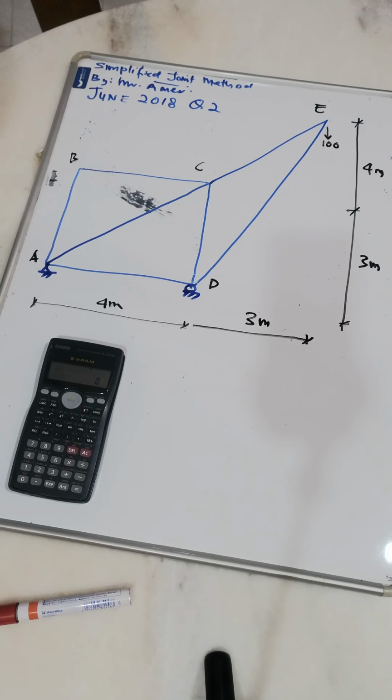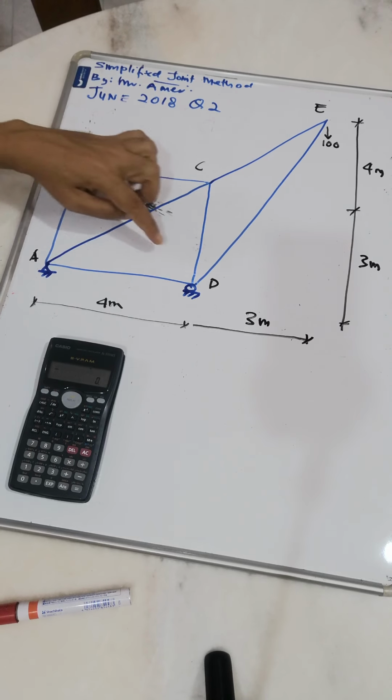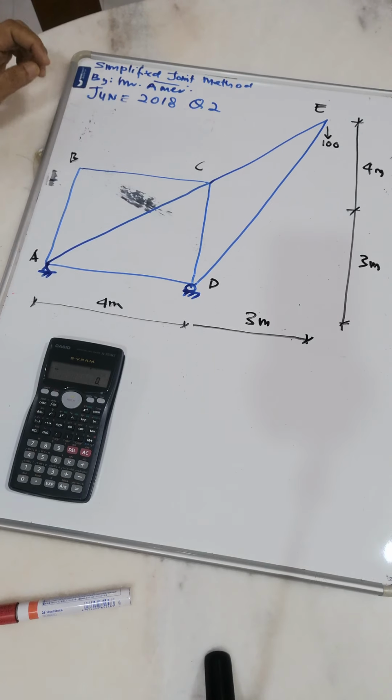Now let us analyze a truss structure using the simplified joint method, or what students call the easy method. This example is from a past final exam paper, June 2018, question number 2. Let us consider this structure. It is a truss structure with a pin support at A and a roller support at D.